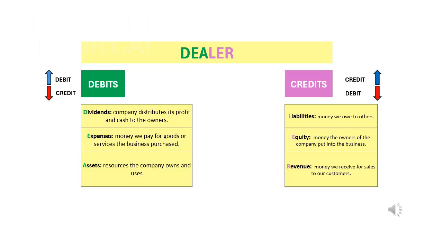To grasp the fundamentals of accounting, we use the DEALER acronym. Debits include dividends, expenses, and assets, while credits encompass liabilities, equity, and revenue. This helps us categorize transactions effectively.